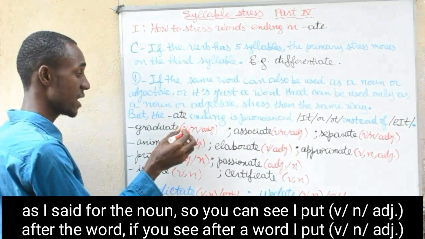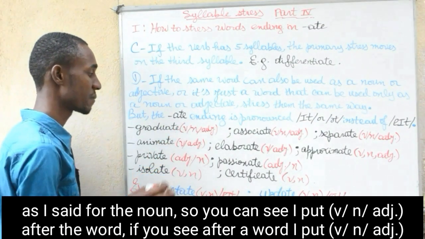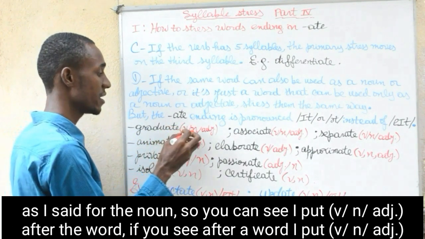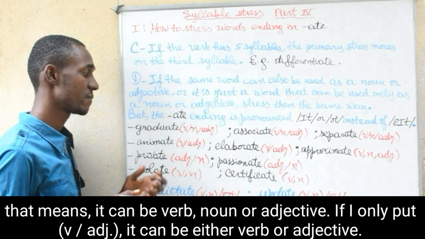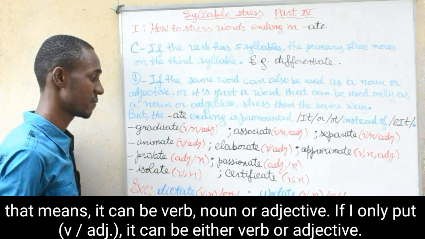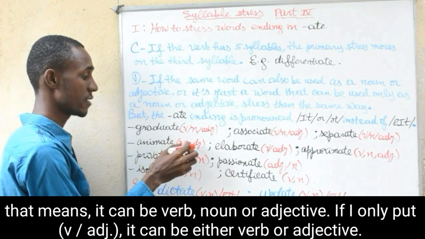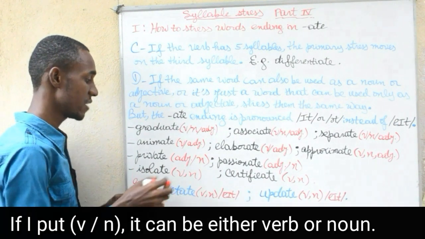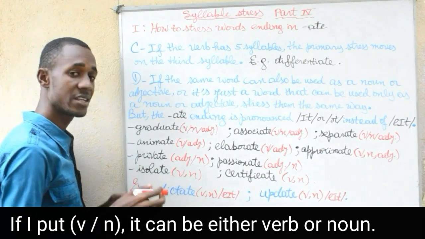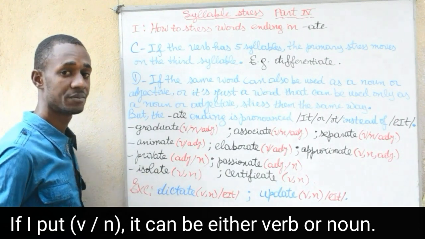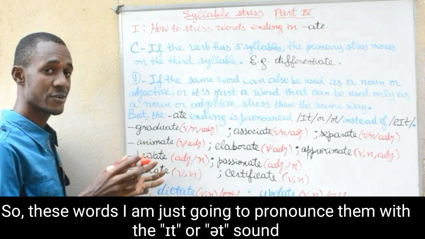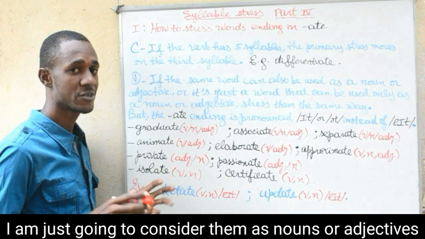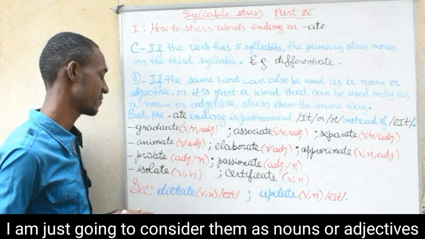You can see I put V and ADJ after the word. If you see after your word I put V and ADJ, that means it can be verb, noun, or adjective. If I only put V or ADJ, it can be either verb or adjective. If I put V or N, it can be either verb or noun. So these words, I'm just going to pronounce them with the it or ət sound. I'm just going to consider them as nouns or adjectives.